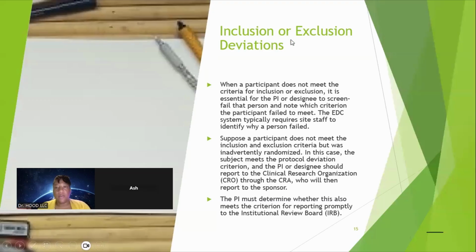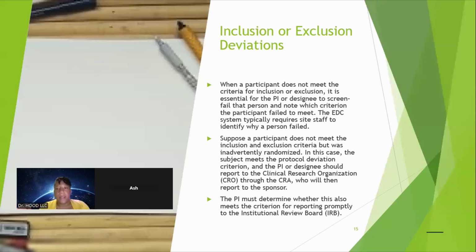Okay, so the inclusion, exclusion, deviations, and like I said, you already mentioned it, is when a participant does not meet the criteria, but the PI has failed to screen fail them and they have randomized them. When a participant does not meet the criteria for inclusion exclusion, it is essential for the PI designee to screen fail that person and know which criterion they have failed. It's not always required, but it's just good clinical practice.